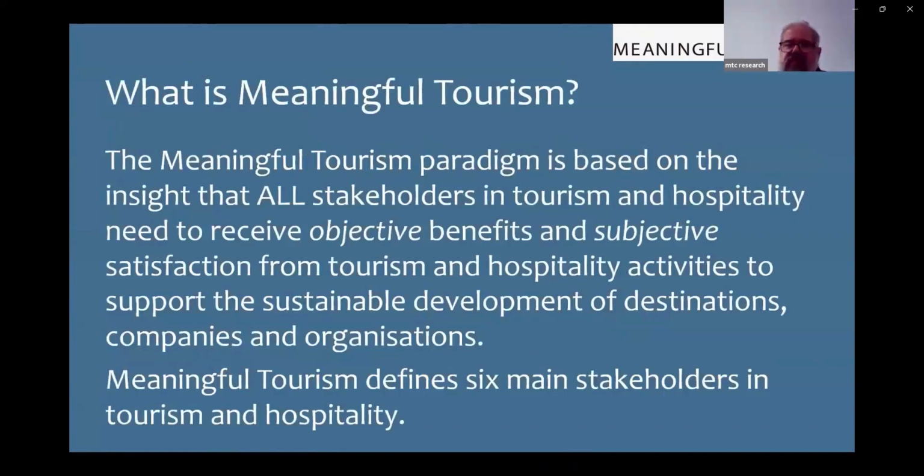So meaningful tourism is based on the insight that to have everybody happy, everybody has to be happy. A very common idea. For us, it means that all stakeholders in tourism and hospitality need to receive objective benefits, money, jobs, regional development, and also subjective satisfaction, that they also have to be happy about what is happening in tourism and hospitality. And that is necessary to sustain the development of the companies, of the destinations, and of tourism in general.